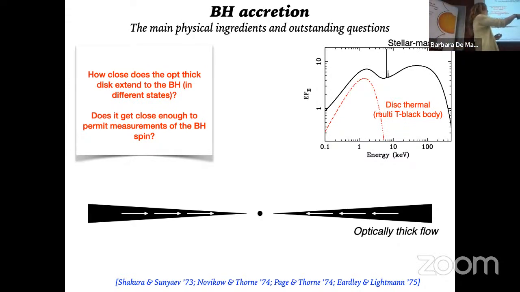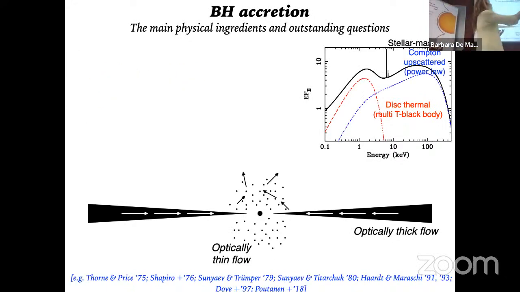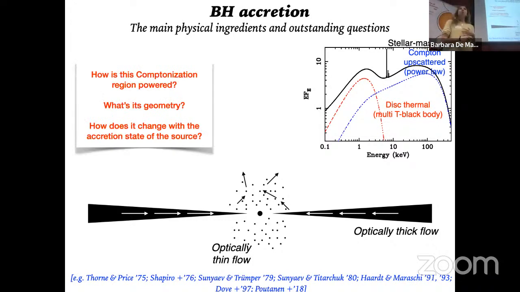As you see, this is not the only component that we need to describe the spectra. There is also a hard X-ray tail. This is a very important component because it contributes a lot to this spectrum. Basically, this hard X-ray component can be explained in terms of Compton upscattered emission in an optically thin region, which is located close to the black hole. This is made up of hot electrons and produces this hard X-ray component by Compton upscattering the thermal photons from the disk. However, we don't know much about this region.